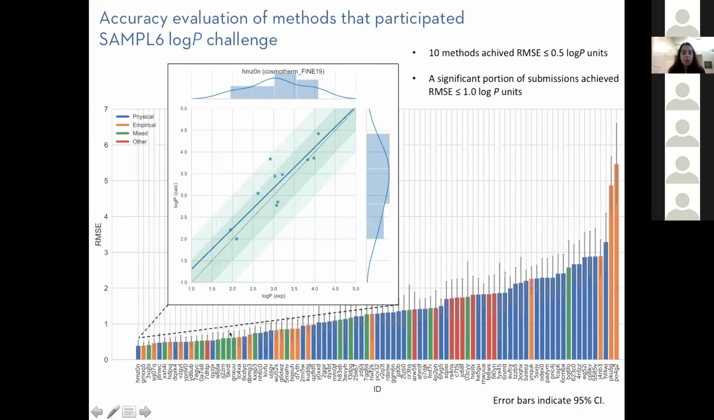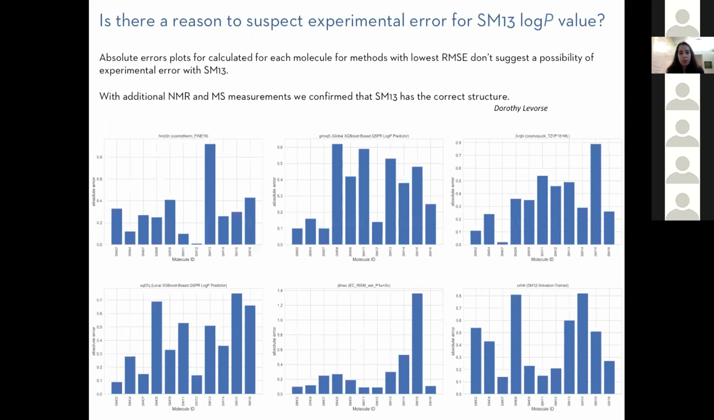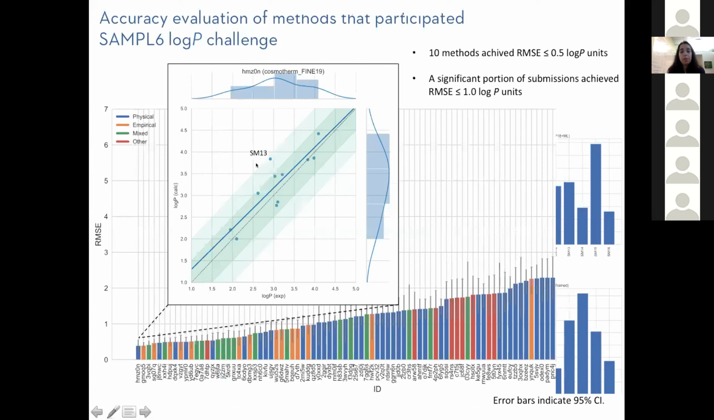If I focus on the method that has the minimum root mean square error, which is the Cosmo-Term method, I can see that most of their predictions fall within 0.5 logP unit error, and only one molecule here, that could maybe be called an outlier, has a bigger than 0.5 logP unit error in these predictions. But is there reason to suspect some experimental error for SM13, which is the outlier here?